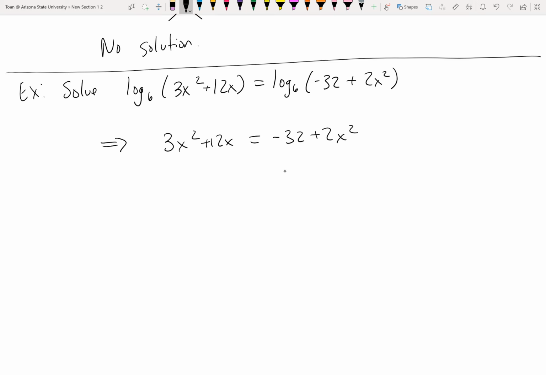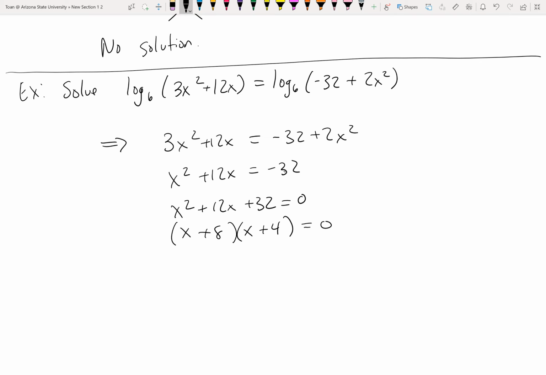This is a quadratic equation because I have some x squared, so the technique to solve a quadratic is to bring everything onto one side. So let's move everything to the left. Let's subtract the 2x squared, and let's add the 32. Then let's go ahead and solve this quadratic. Solve it however you want: factoring, completing the square, quadratic formula. I hope this guy is factorable. Yep, plus 8, plus 4. So we get x equals negative 8 and x equals negative 4.